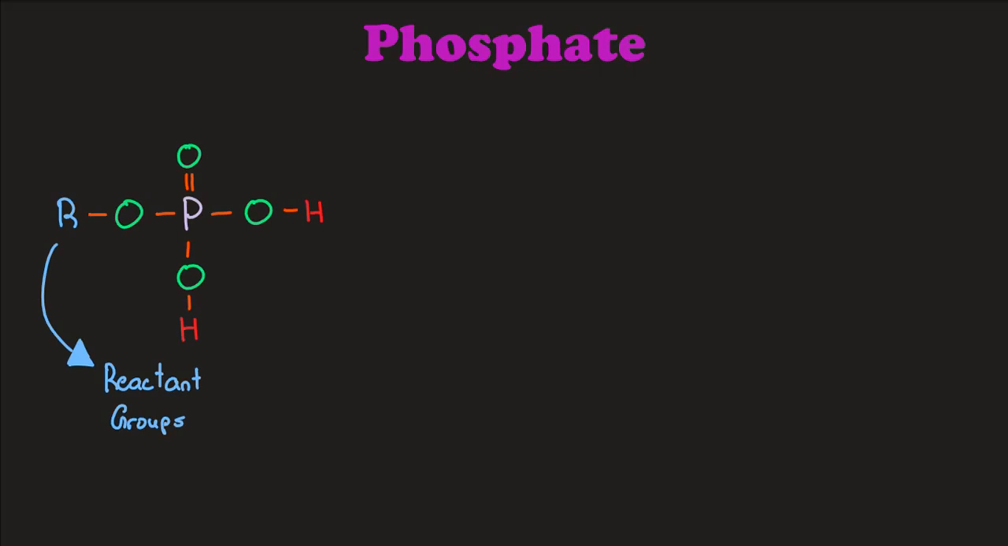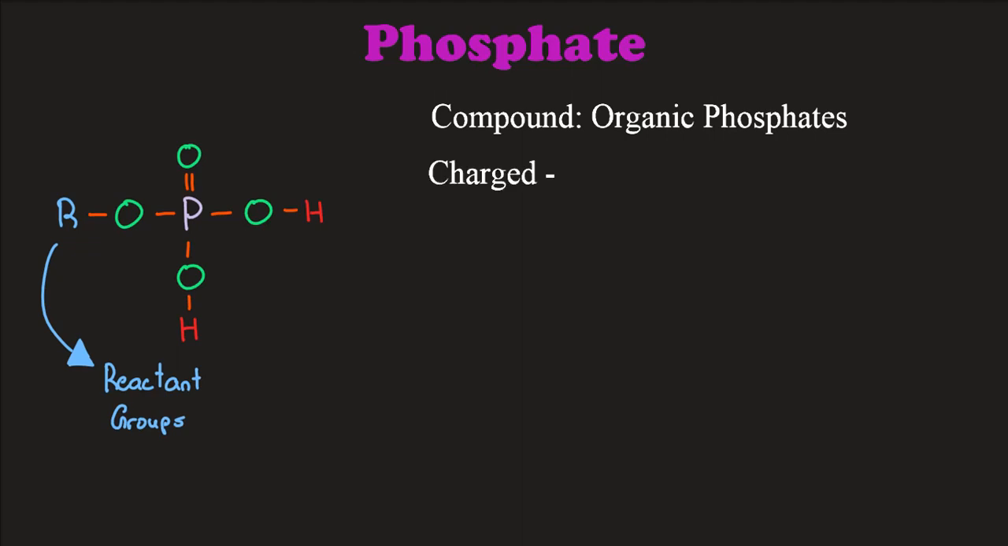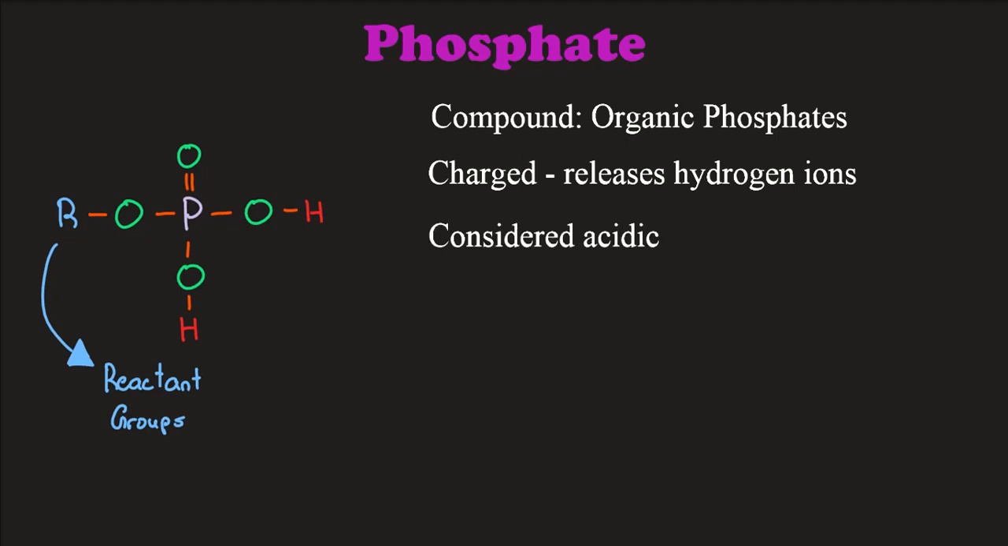Phosphate is part of the compounds known as organic phosphates, and like the previous 2 groups, phosphate is also a charged molecule. It ionizes in order to release hydrogen ions. Similar to carboxyl, phosphate is considered acidic, since it can donate hydrogen ions to a solution.